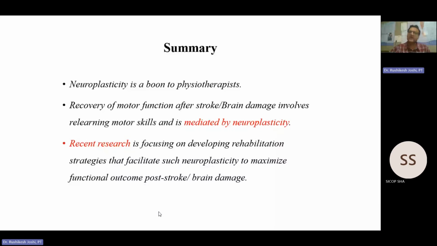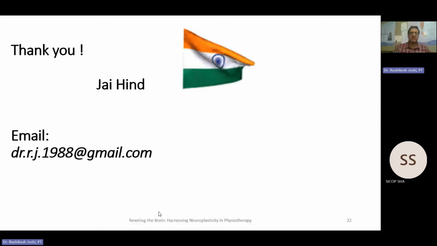Even the ongoing research is trying to focus on more and more development of rehabilitation strategies that facilitate neuroplasticity, which will maximize the functional outcome. Like I discussed, CIMT, mirror therapy, task-specific training, and even functional electrical stimulation. Research is still going on to develop more such approaches, using the principles of neuroplasticity, and ultimately to achieve a normal life for the patient. So that's what it's all about.